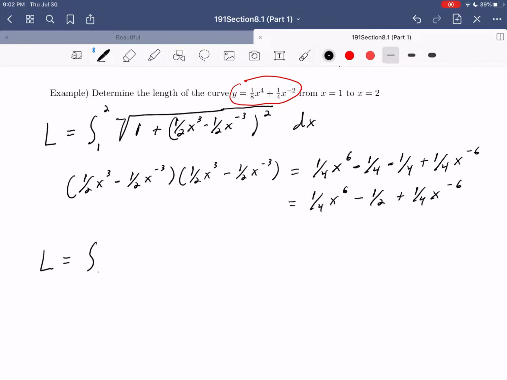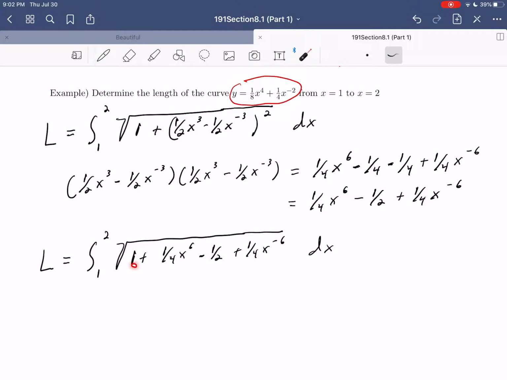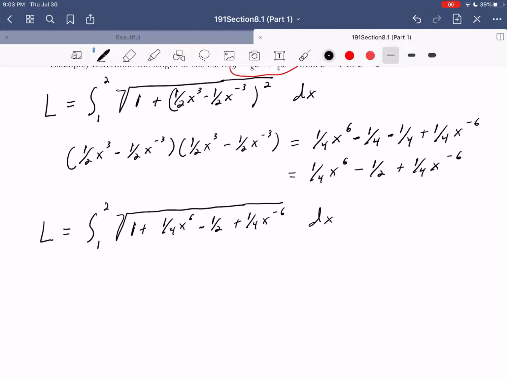So we now have the length is the integral from 1 to 2, square root. We still have this 1 here, and now we have 1/4 x to the 6 minus 1/2 plus 1/4 x to the minus 6 dx. Notice we get a small simplification. We can make that a positive 1/2 now. So now we have the integral of the square root of 1/4 x to the 6 plus 1/2 plus 1/4 x to the minus 6 dx.